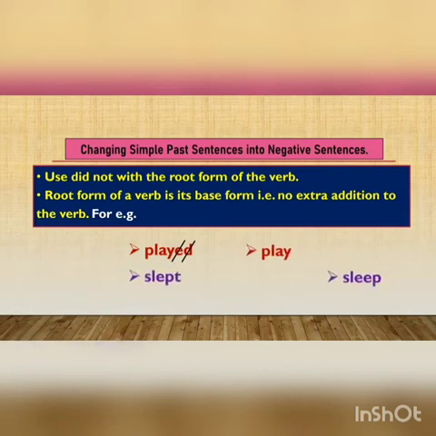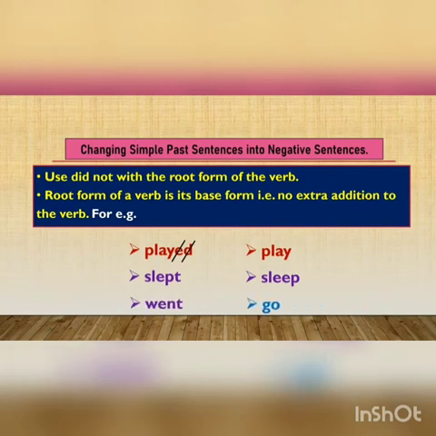Slept will become sleep. Went will become go. Similarly, whatever verb is given there, we just have to bring it back to its root form, that is the first form of the verb. And just add did not before the verb and your sentence will get converted into a negative sentence.